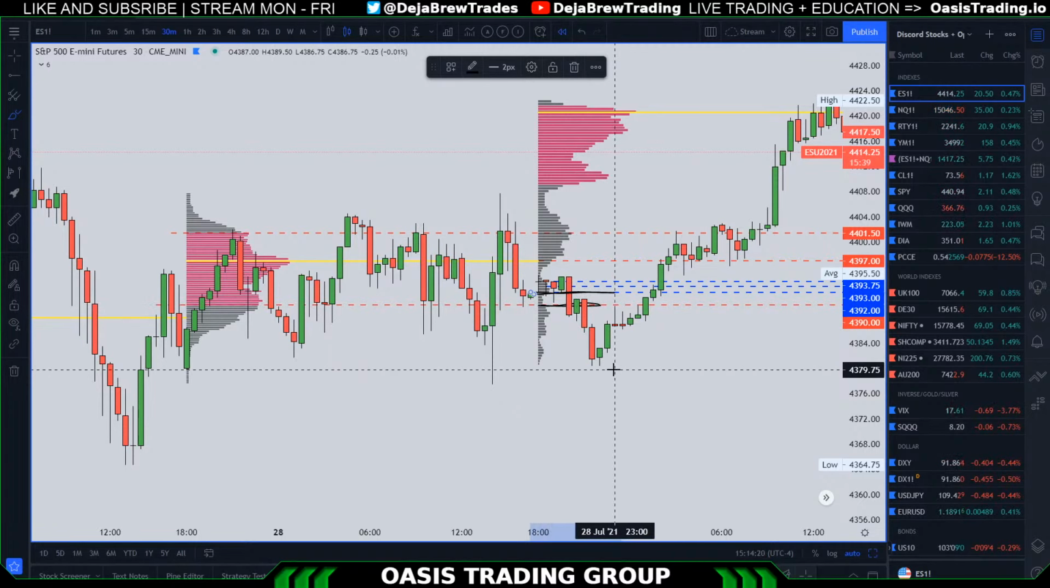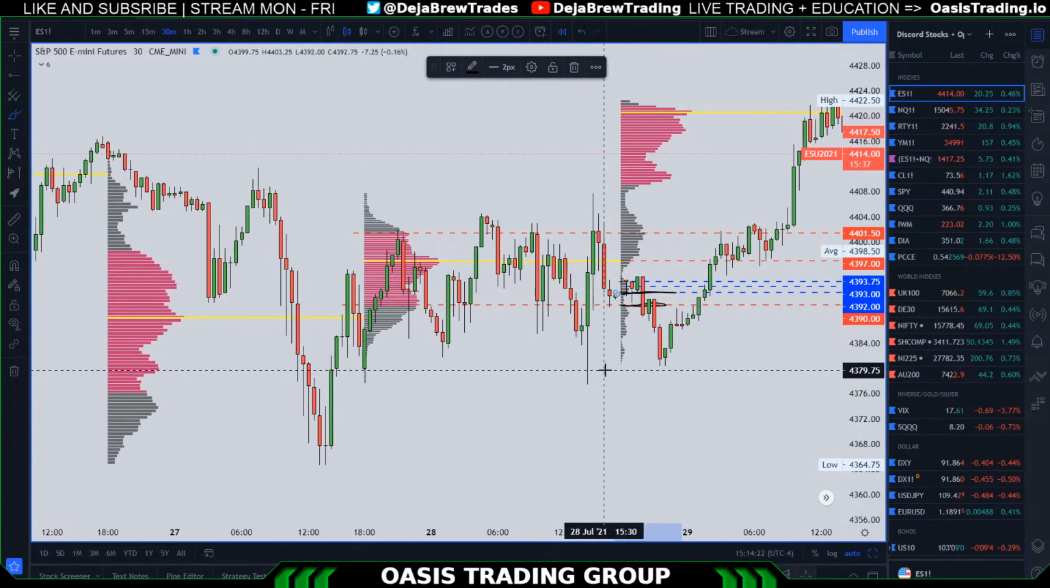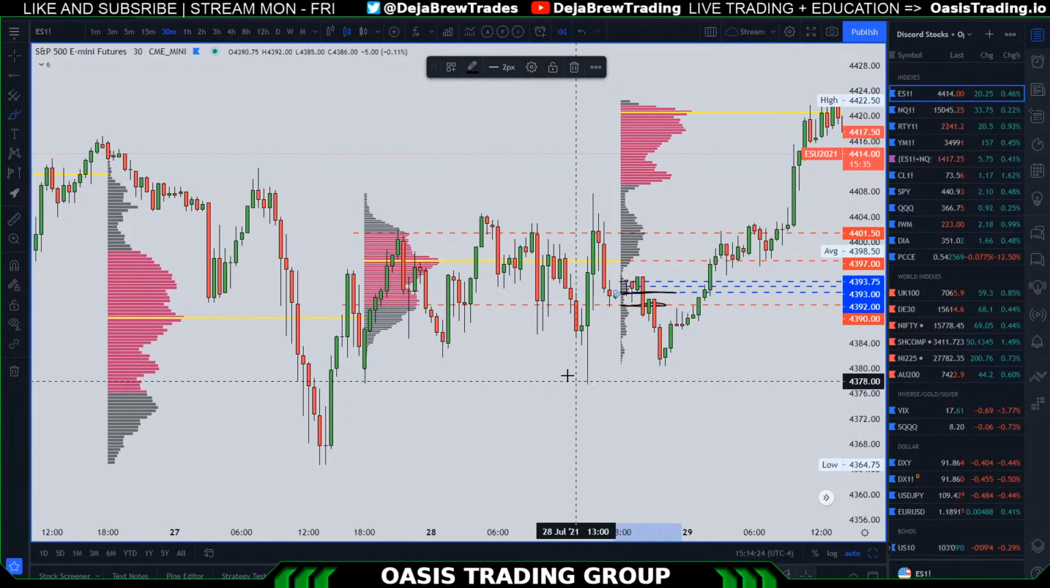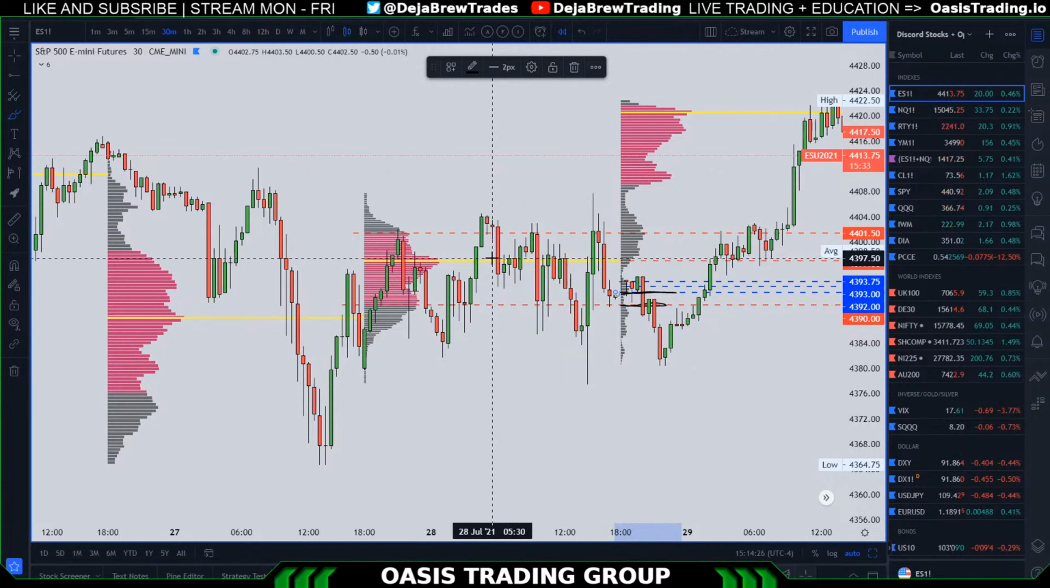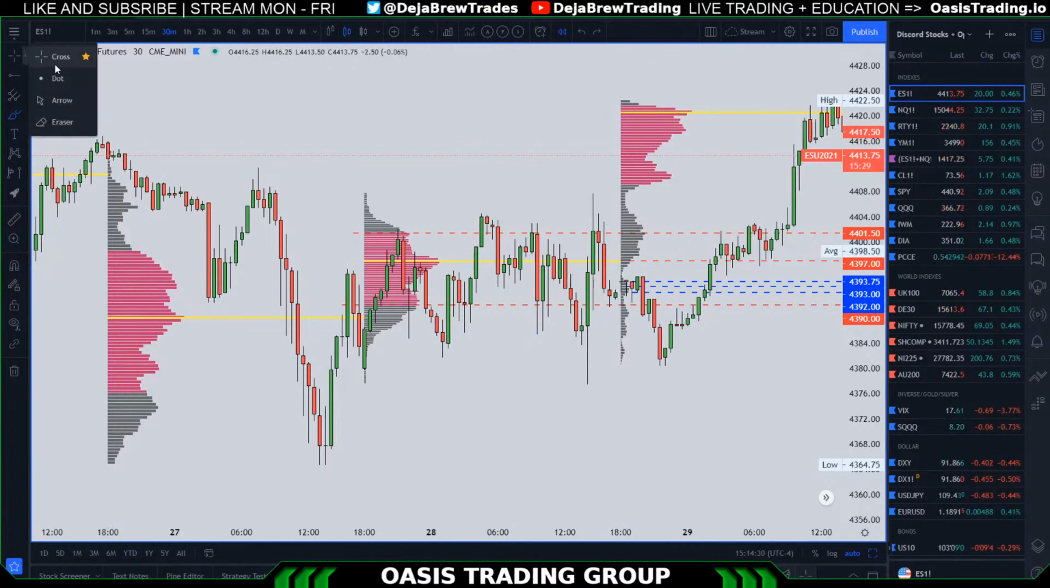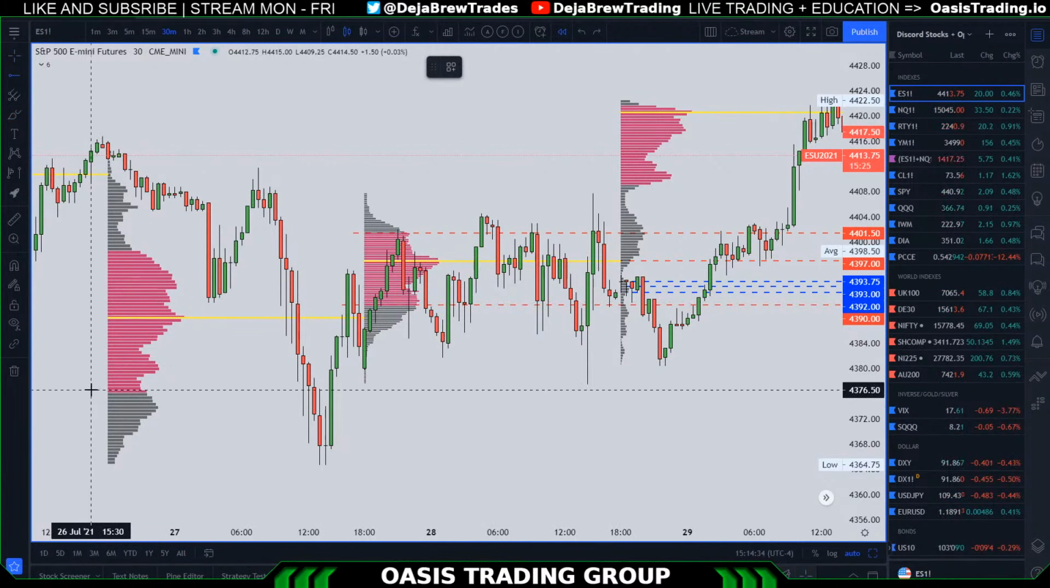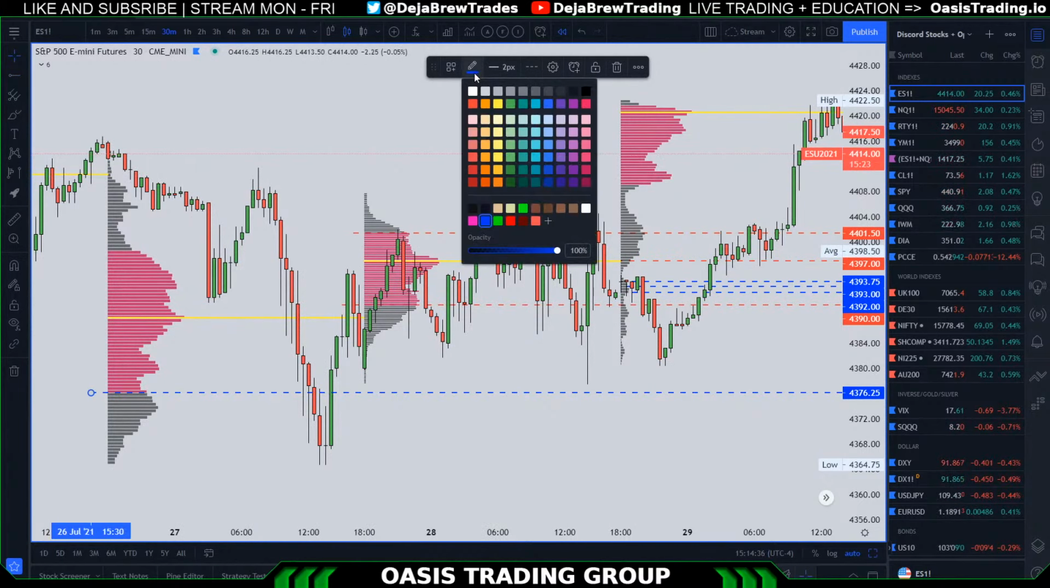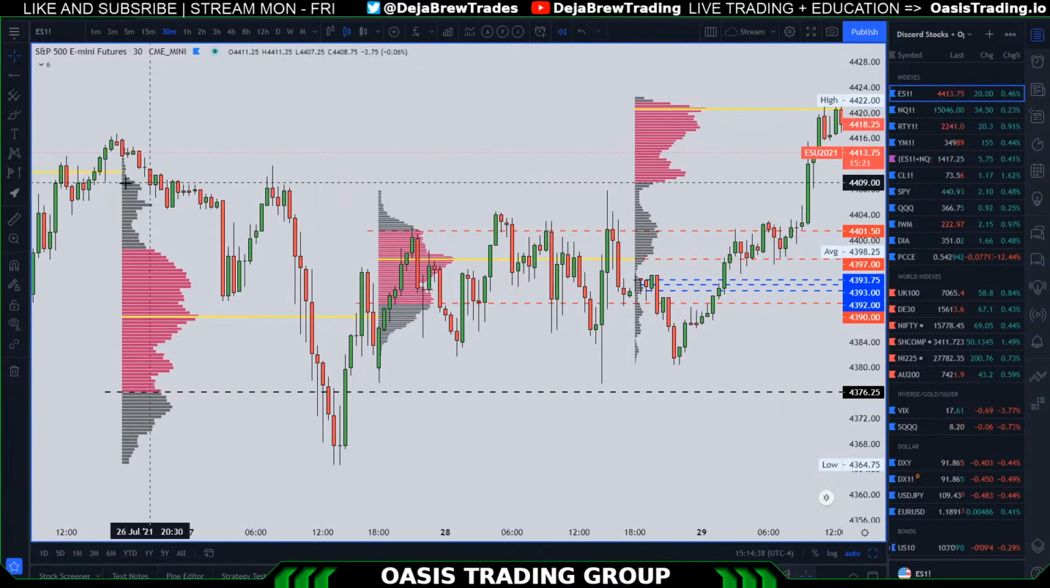Then we started to find a little bit of support. And it kind of found support basically in the middle of nowhere here if we're only looking at the previous day. Okay, so let me get rid of these. But if we go back another day and we grab the levels again, let me color code these black so we don't get lost.